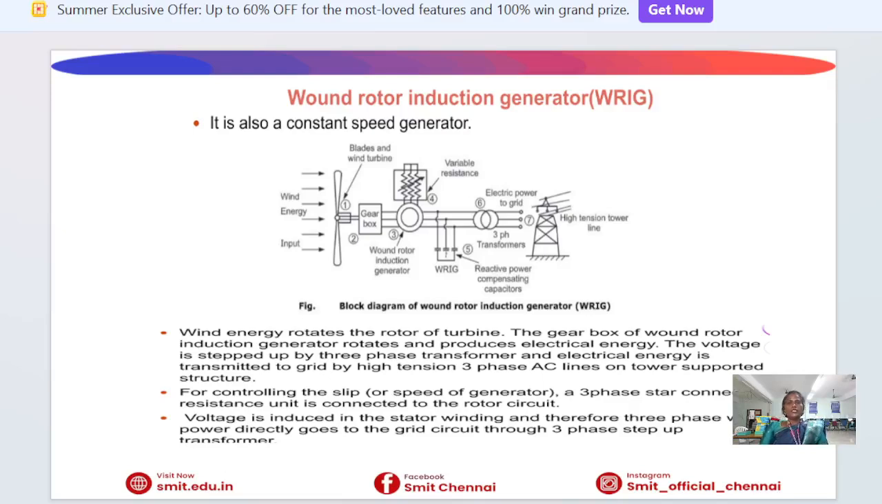This slide illustrates the wound rotor induction generator, which is like the SCIG system. Wind energy rotates the turbine blades. The gearbox increases the speed and drives the wound rotor induction generator. Unlike SCIG, the rotor contains windings connected to an external resistance circuit. By varying this resistance, the slip of the generator can be controlled. This provides better speed regulation and improved energy capture under changing wind conditions. The generated electric power is transferred through transformers and finally delivered to the grid.